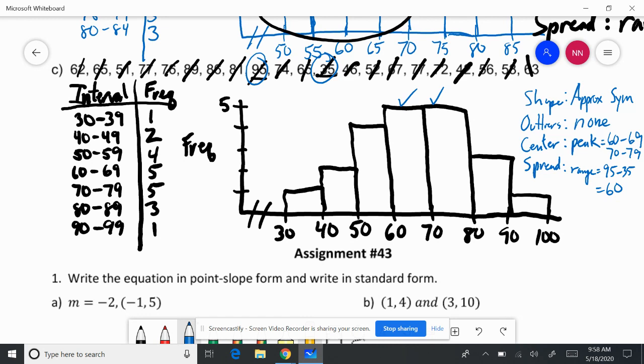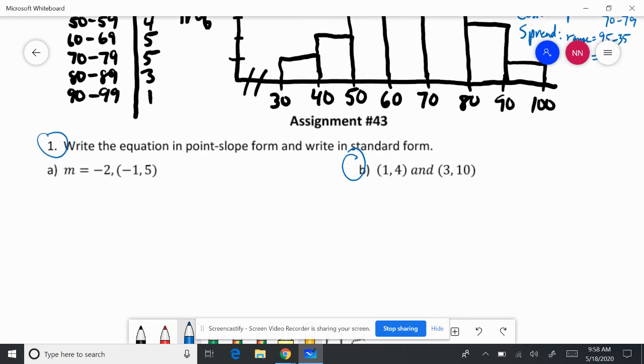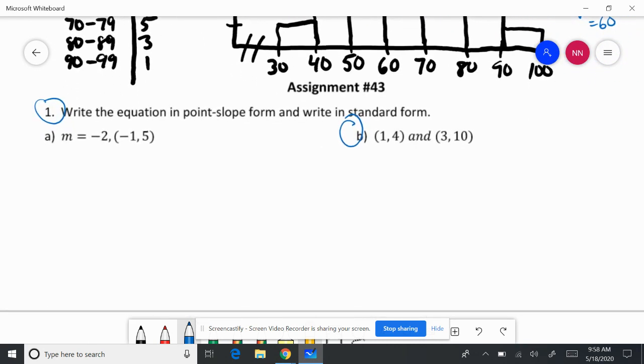Now, what I want to do is number 1, letter B. It's been a while since we put something in standard form, so I just wanted to go through this process. Letter A is a little bit easier, but letter B, notice we have the 2 points. We're going to find our slope first. In order to write an equation, we need a point and a slope. So we have 10 minus 4. We subtract our y's, and we subtract our x's. 3 minus 1, and that gives us 6 over 2, which is 3.